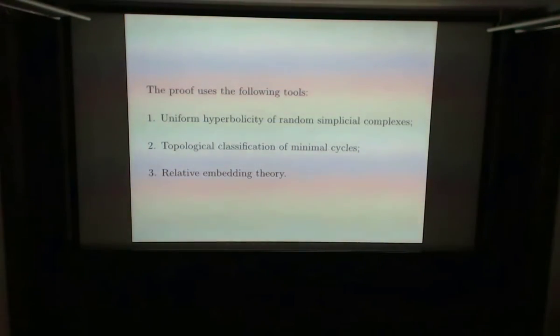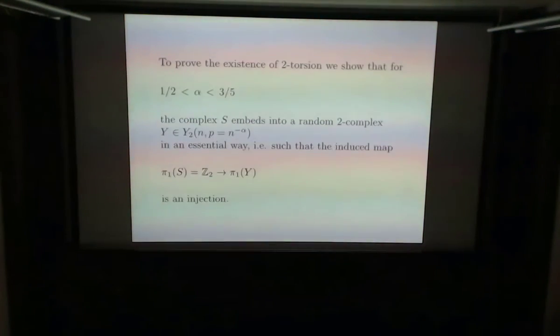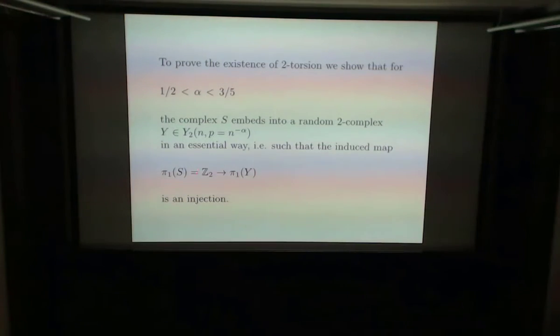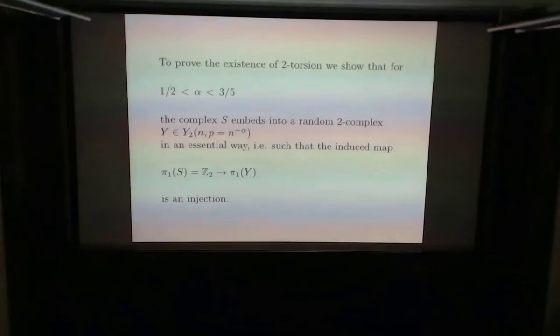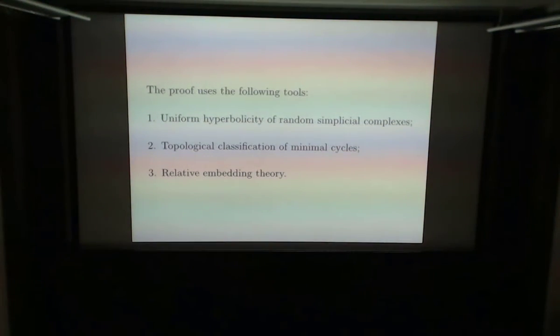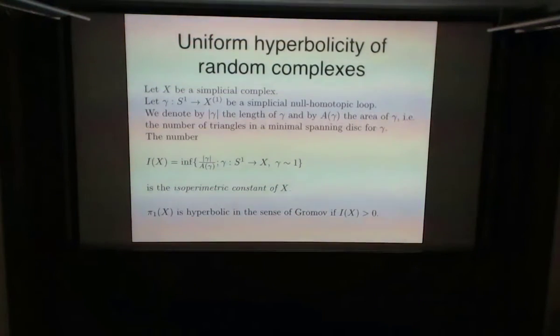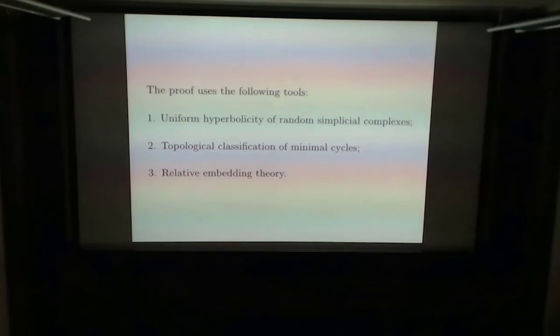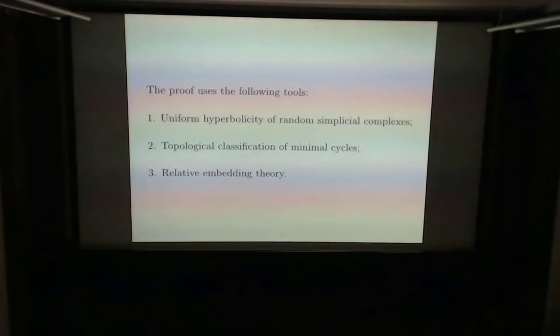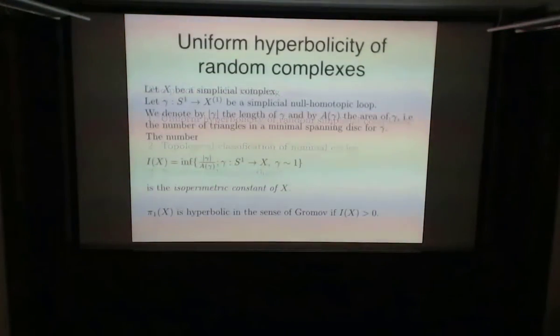This real projective plane embeds into a random complex such that the inclusion induces a monomorphism on the fundamental groups. And this is how we show the existence of 2-torsion. The proof of this result uses the uniform hyperbolicity of random simplicial complexes and some other techniques which I will skip for now. And this hyperbolicity, we should look at it.